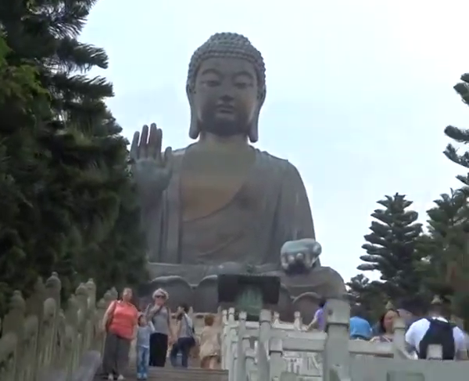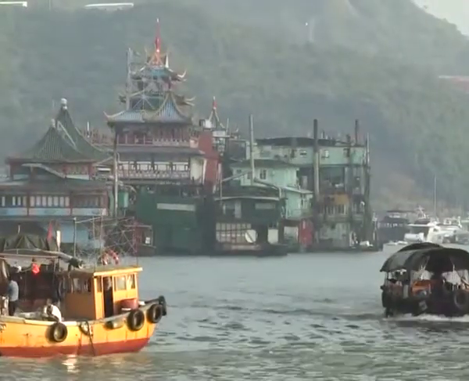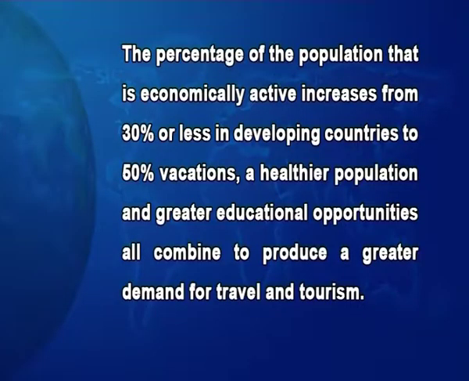The travel propensity for a given population is determined by a number of factors. The demand for tourism is first a function of the country of origin's level of economic development. As a country moves toward a developed economy, more people move from employment in the primary sector to employment in the secondary or manufacturing sector and eventually in the tertiary or service sector. The percentage of the population that is economically active increases from 30% or less in developing countries to 50% or more, with paid vacations. A healthier population and greater educational opportunities all combine to produce a greater demand for travel and tourism.